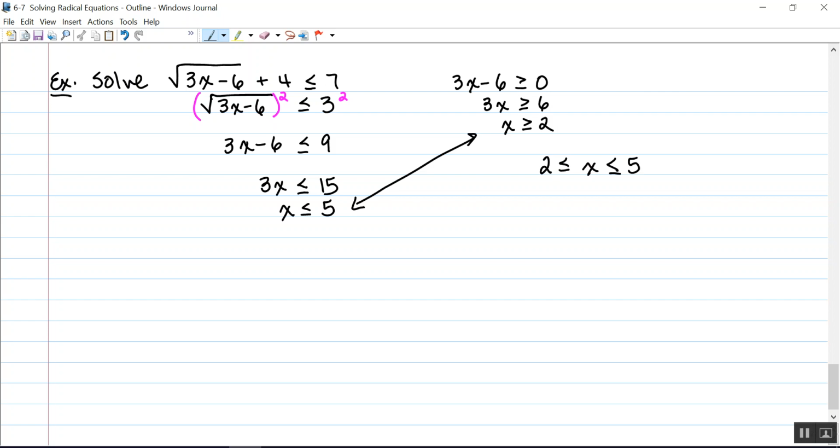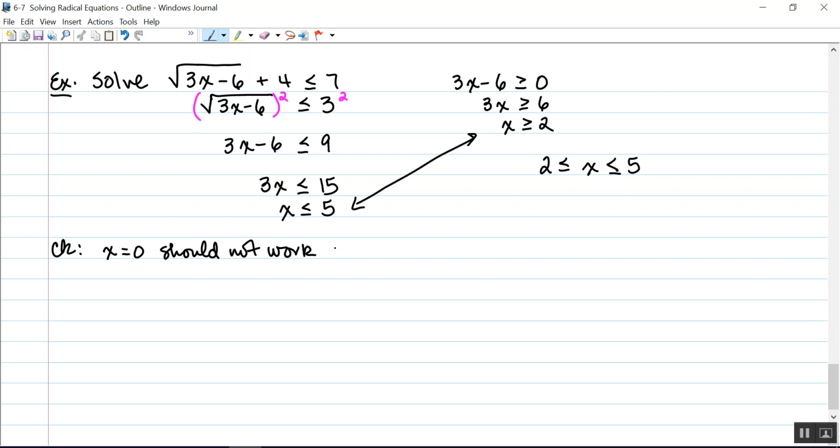Now, to check this, it's a little more complicated than just plugging in a number, because there's a whole set of numbers that would make this inequality true. So I need to choose a number that is less than 2, choose a number in between 2 and 5, and then choose a number that's greater than 5. So to check, I'm going to choose a number that's less than 2. I'm going to choose x equals 0, and that should not work, because 0 is not between 2 and 5. So let's see what happens.